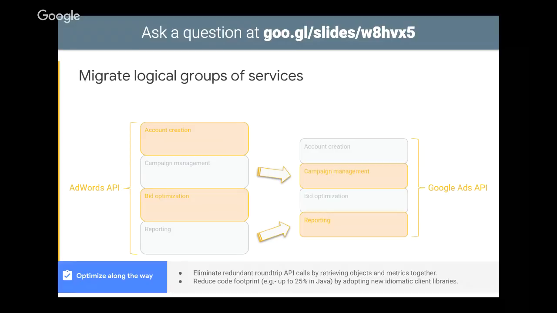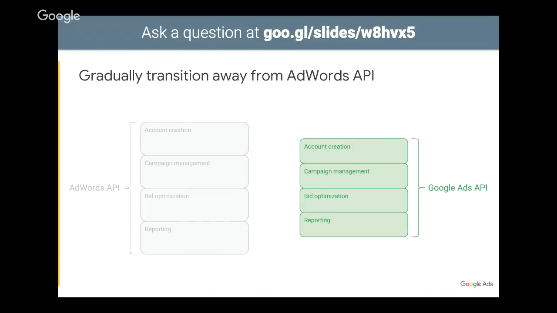So optimize along the way. And when you get to the Google Ads API, you should have everything migrated onto the new stack using the Google Ads API. Hopefully things will be a little bit more efficient. Your code footprint could be smaller. And the final step, again, is to transition away from the AdWords API and get onto the Google Ads API.